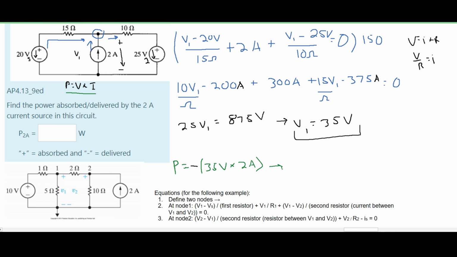So when we write out our answer, we're going to get that P is equal to negative 70 volts times amps, and volts times amps is just watts. So we have negative 70 watts as our answer.